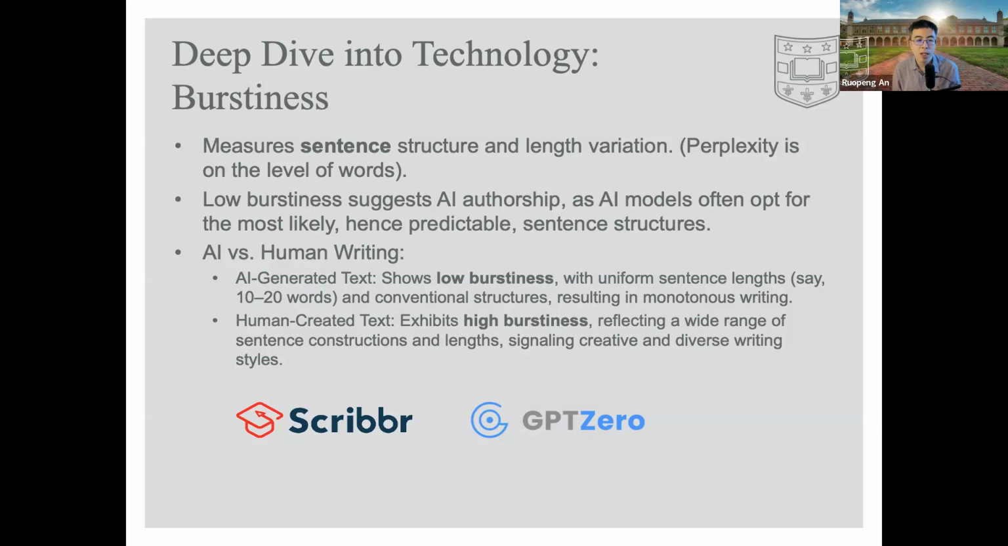Okay. So we would say that AI-generated text usually shows low burstiness with kind of uniform sentence length. For example, every sentence is about 10 to 20 words, and conventional structures, which is monotonous writing that you can detect using AI tools. On the other hand, human-created text usually exhibits high burstiness, reflecting a wide range of sentence structures and lengths, signaling both creative and diverse writing styles. So let's take a look at an example.